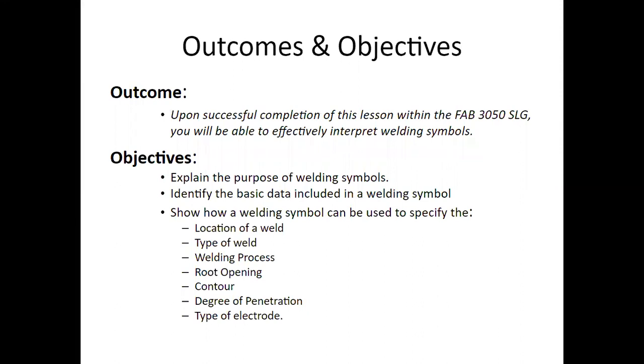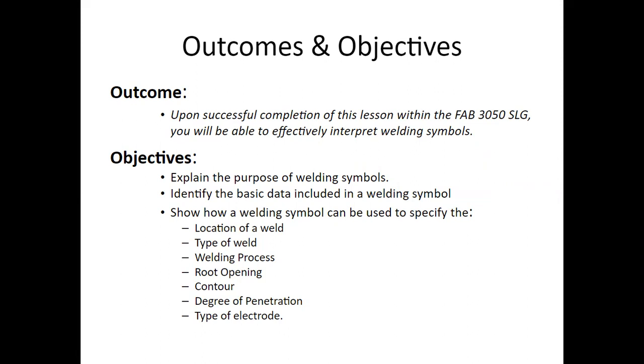Outcomes and objectives. Upon successful completion of the lesson with the FAB 30 or 3050, you'll be able to effectively interpret welding symbols. The objectives here are to explain the purpose of welding symbols, identify basic data included in a welding symbol, and show how a welding symbol can be used to identify or specify the location of a weld, type, welding process, root opening, contour, degree of penetration, and type of electrode.